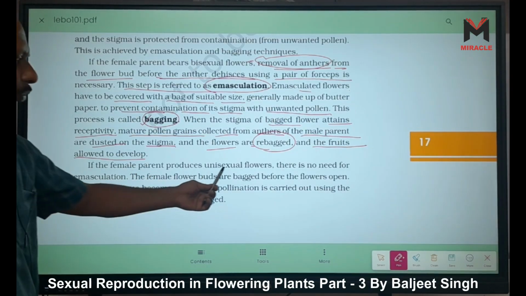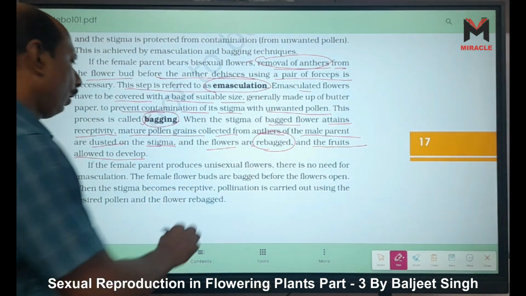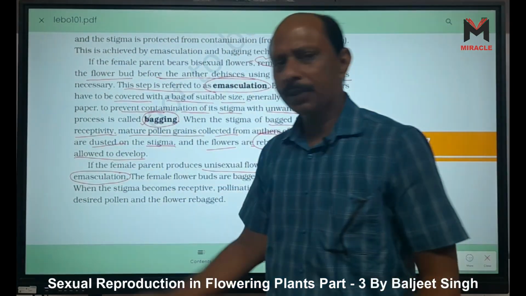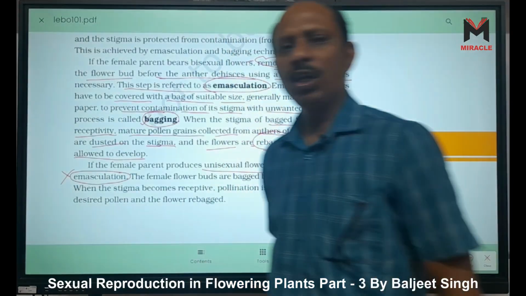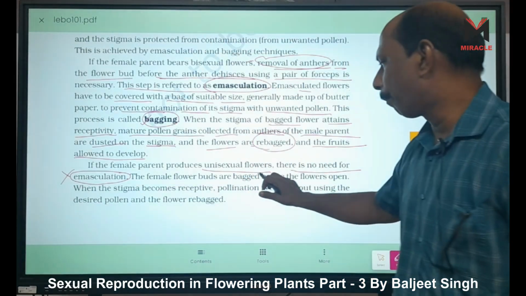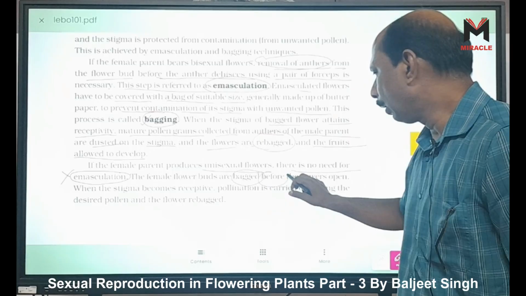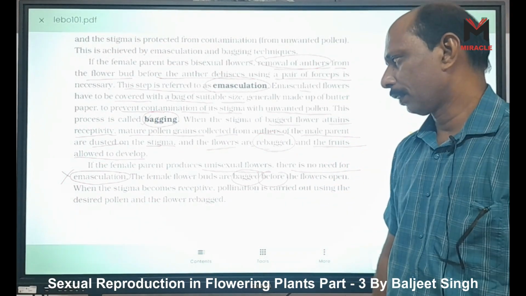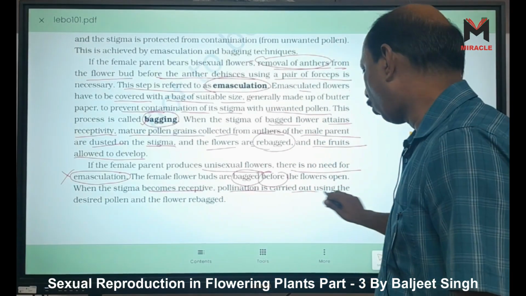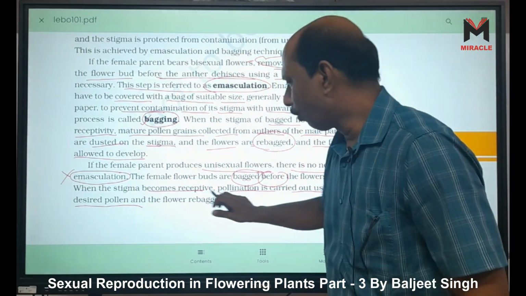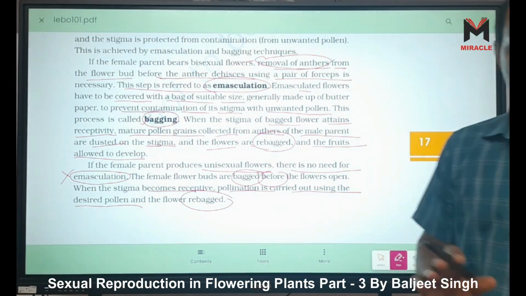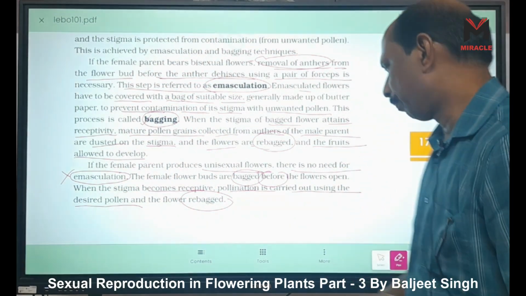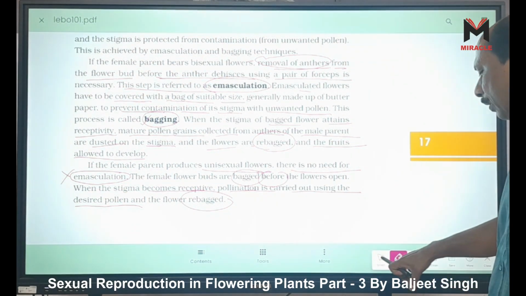If the female parent produces unisexual flowers, that means in the female plant there is no need for emasculation because pollen grain is absent. Pollen grain is absent, no emasculation, right? The female flower buds are bagged, but we have to bag before the flower opens, right? And after pollination, we re-bag. When the stigma becomes receptive, pollination is carried out using the desired pollen grain and the flower is re-bagged. Bagged and re-bagged both times. Before pollination, after pollination, we have to bag or cover the female flower. That is the process of artificial hybridization.